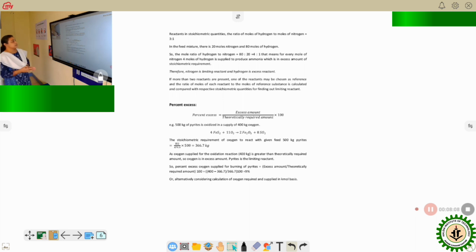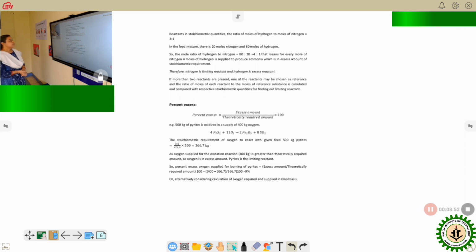So for the excess reactant, percent excess is calculated as excess amount divided by theoretically required amount times 100. Now, how to calculate percent excess? Say for example, in the pyrites oxidation reaction, 500 kg of pyrites is oxidized with a supply of 400 kg oxygen. So we take the balanced equation of pyrites oxidation, and then we calculate the stoichiometric requirement of oxygen to react with the given feed of 500 kg of pyrites.